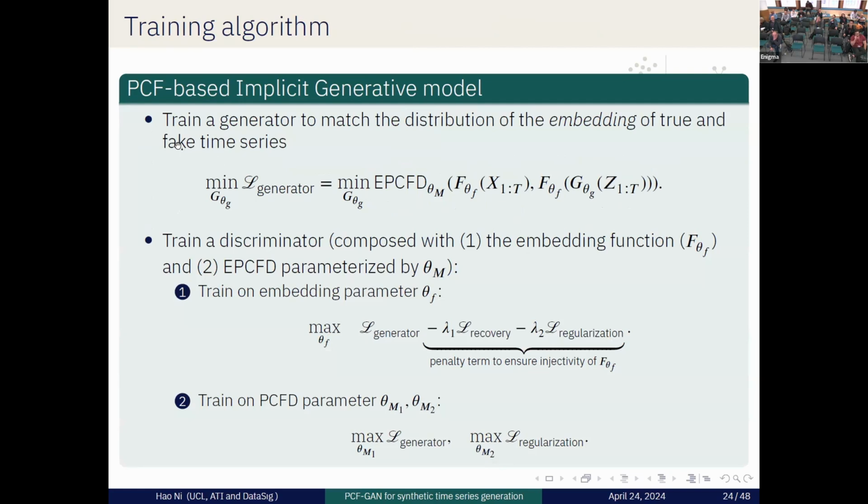The GAN training procedure is outlined here. To train the generator, we minimize the generator loss. To train the discriminator, we now have two sets of model parameters: one is the model parameters for the embedding, while the other is the PCF-D model parameters. To train the embedding, we consider this loss function by adding a penalty term to enforce the invertibility of the embedding. To train the model parameters of the PCF-D, we maximize the corresponding generator loss and the regularization loss respectively.